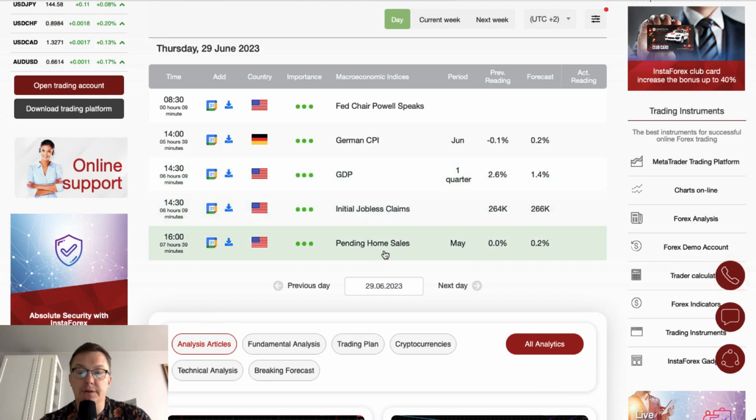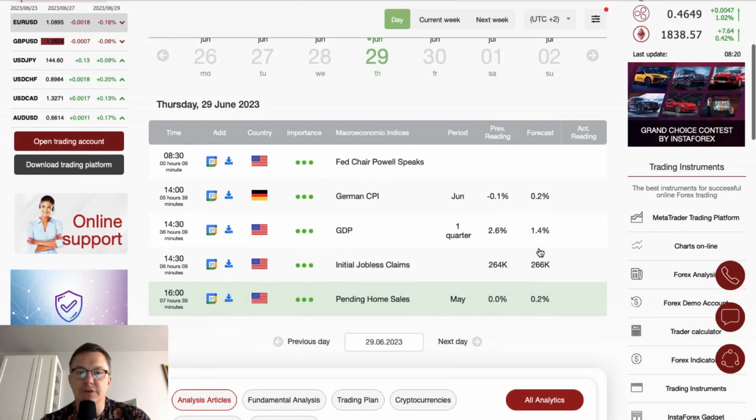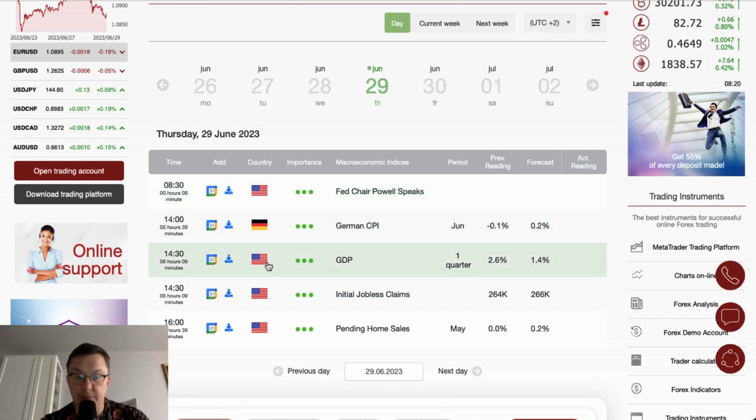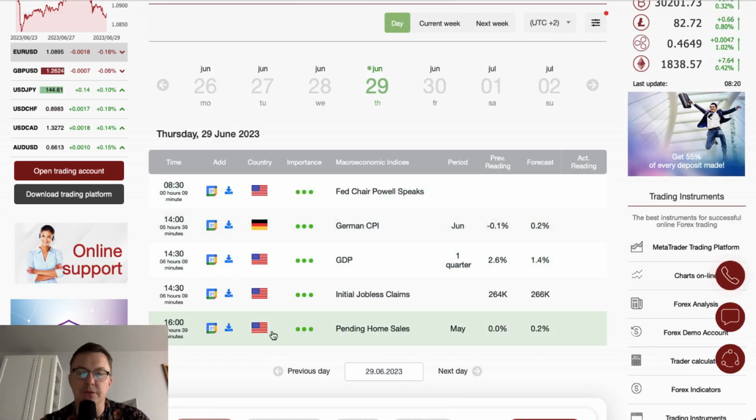At 4 o'clock, pending home sales data are scheduled for release from the US as well. And this time, for the month of May, the market participants expect an increase from 0% to 0.2%. So that's the situation on the Forex calendar. If you take into account the most important data releases for today, as you can see, they are mostly from the US, so they will apparently be connected to the US dollar. So let's start our technical part with the US dollar index analysis.